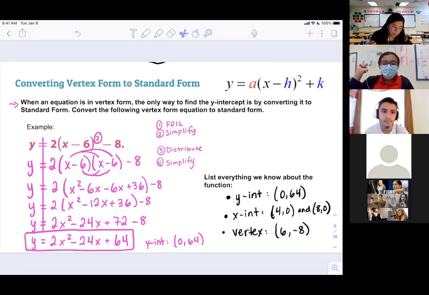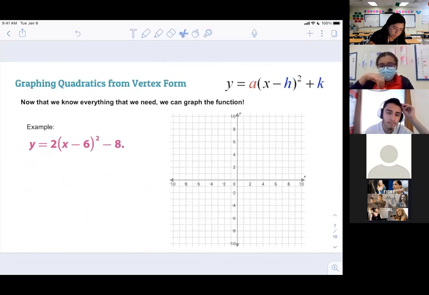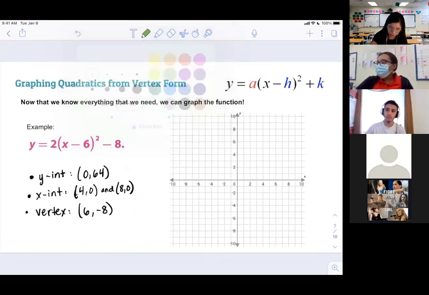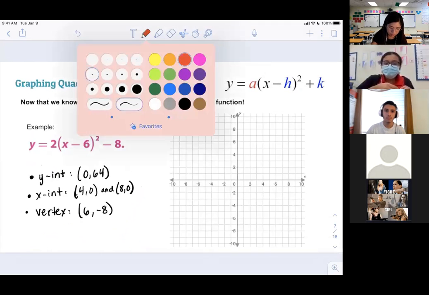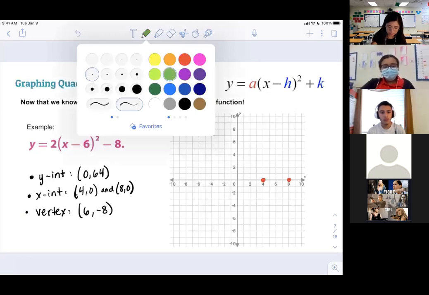Okay, so I'm going to take all that information, and on the next slide, now I can graph this function. So let me copy this. Now that I have all that I need, I can go ahead and graph. I'm going to put each point down on this graph. I can't put the y-intercept down, so we're going to skip that one. But I have my x-intercepts, those I can graph easily: 4 comma 0 and 8 comma 0. And then my vertex is at 6 comma negative 8.